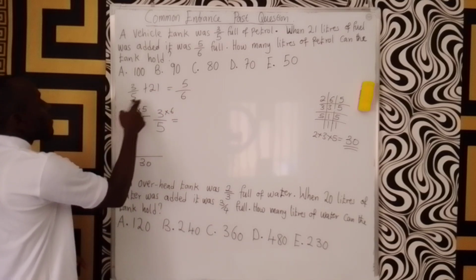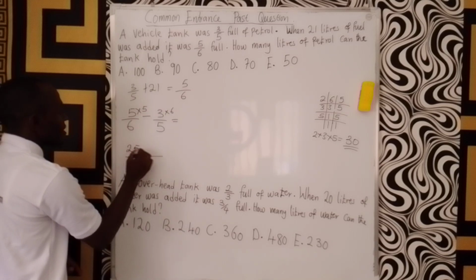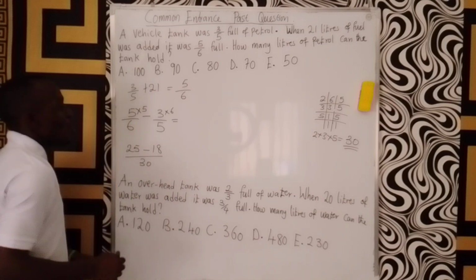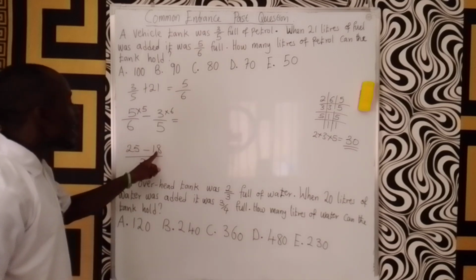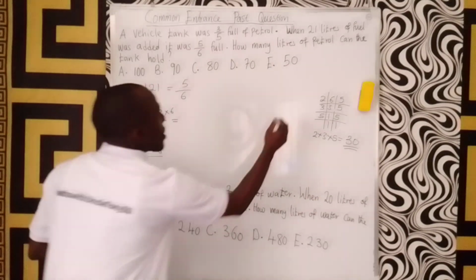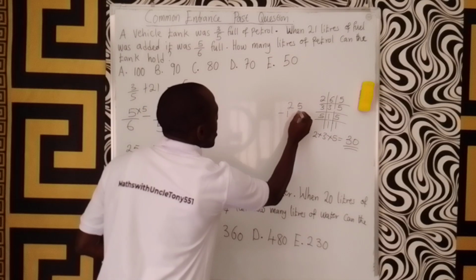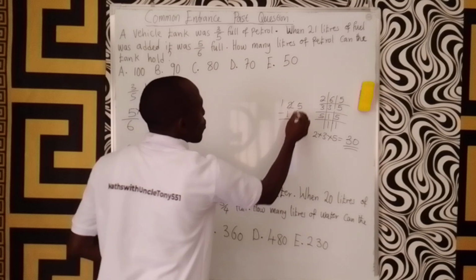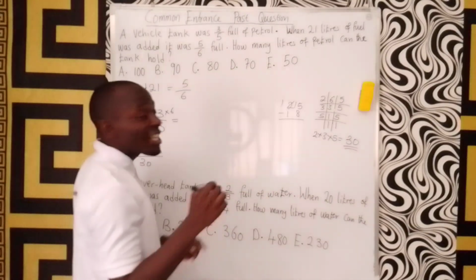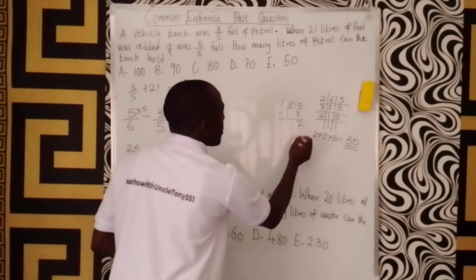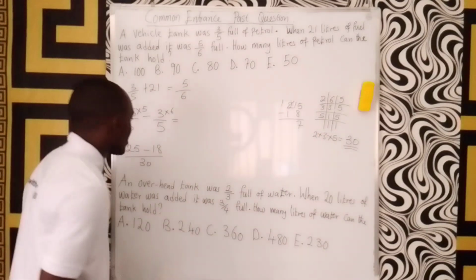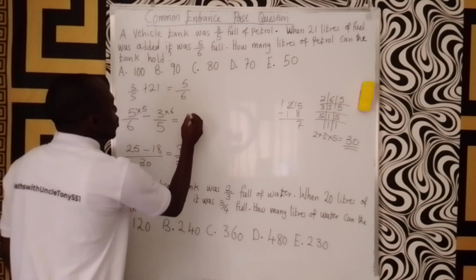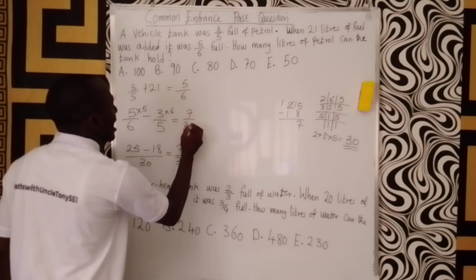5 times 5 gives us 25, take away 3 times 6, which gives us 18. So 25 take away 18. 5 take away 8 cannot, so we borrow from here, here becomes 1, here becomes 15. 15 take away 8 gives you 7. 1 take away 1 is 0. So our answer is 7/30.